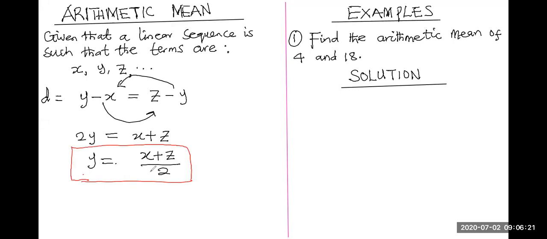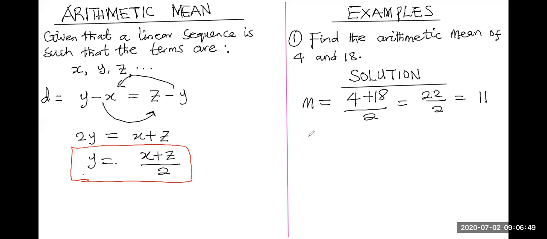You can insert several arithmetic means between two different numbers. How do we apply this in solving problems? Find the arithmetic mean of 4 and 18. Of course, you can say let the mean m be equal to 4 plus 18 divided by 2, and that will give us 22 divided by 2, equals 11.